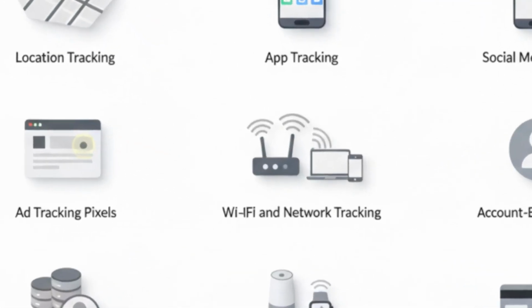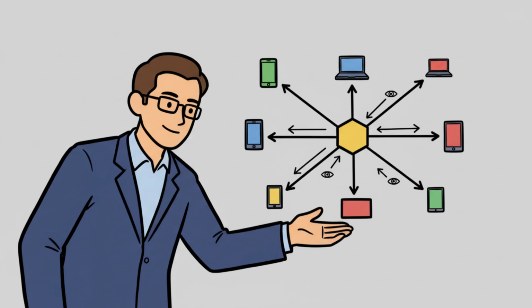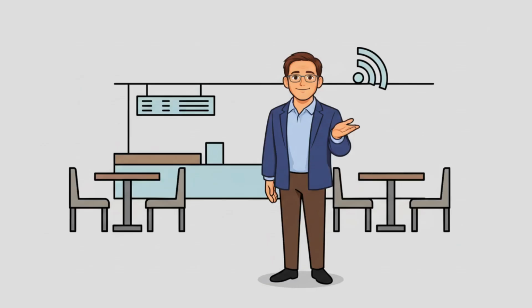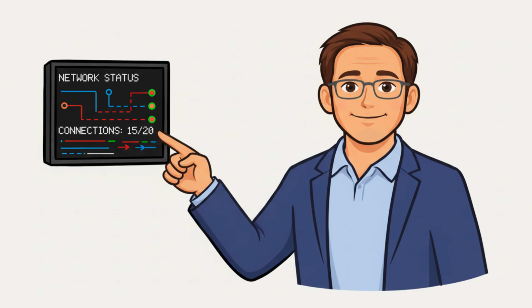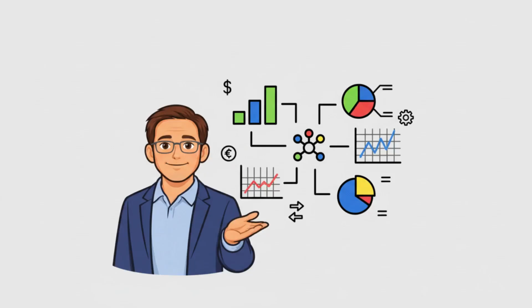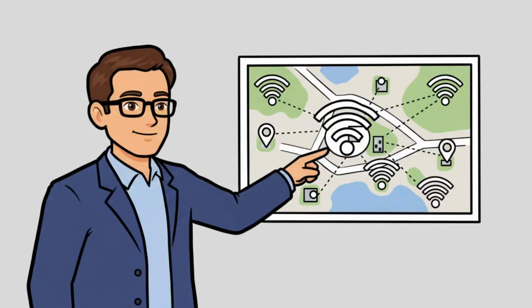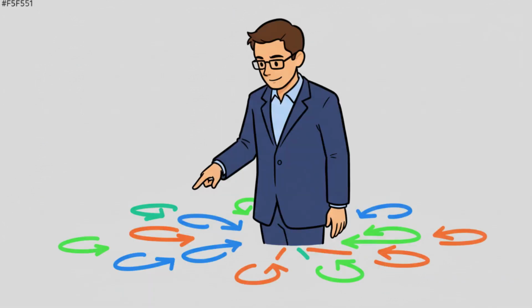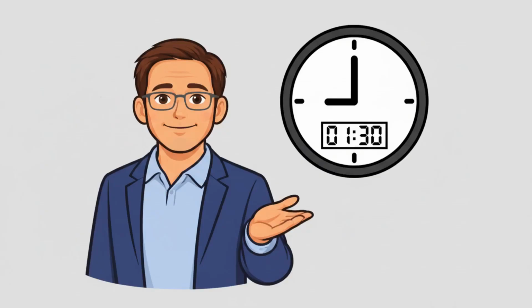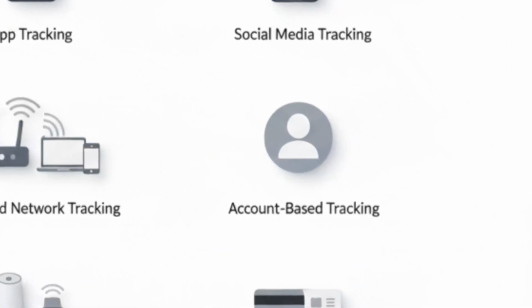Wi-Fi and network tracking. Wi-Fi and network tracking involves monitoring devices connected to specific networks, such as those in public spaces. It originally developed for managing network performance, but expanded into analytics as businesses recognized its potential. What makes it unique is that it connects online tracking with physical locations. It matters because it can reveal patterns like how often people visit a place, how long they stay, and how they move through spaces.